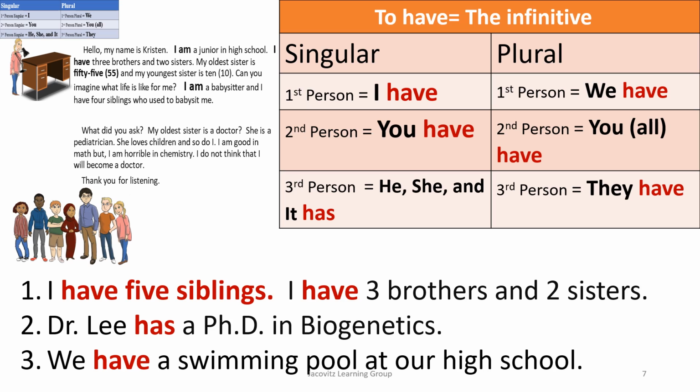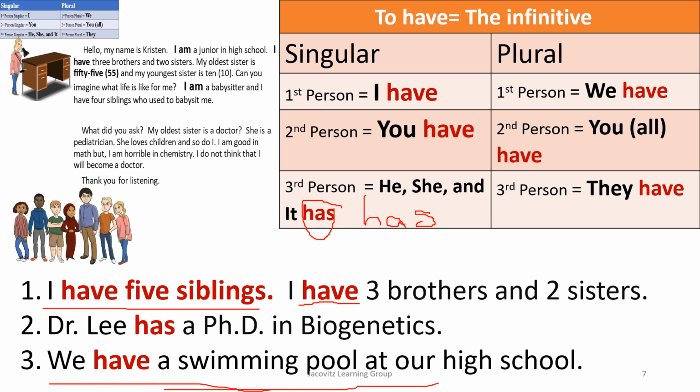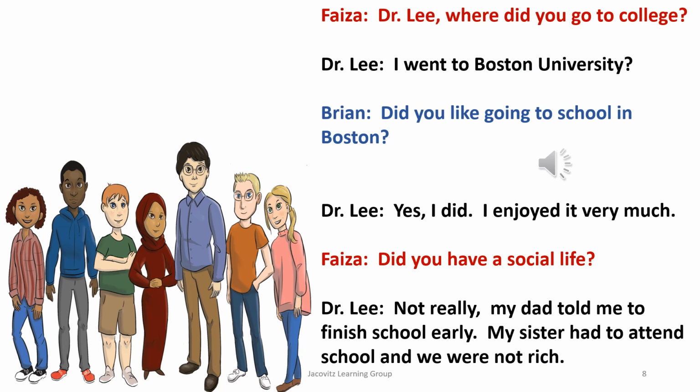You have to have. I have. You have. This is what changes. Has. He, she, it has. We have. You all have. They have. I have 5 siblings. I have 3 brothers and 2 sisters. Dr. Lee has a PhD in biogenetics. We have a swimming pool at our school. Try to get these here too. Pool, school, school.